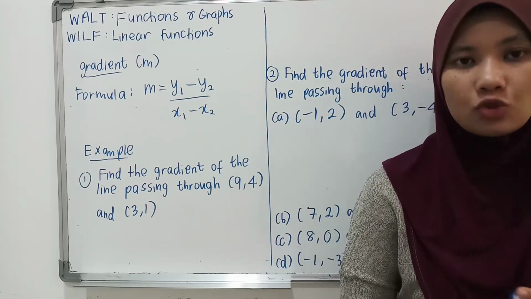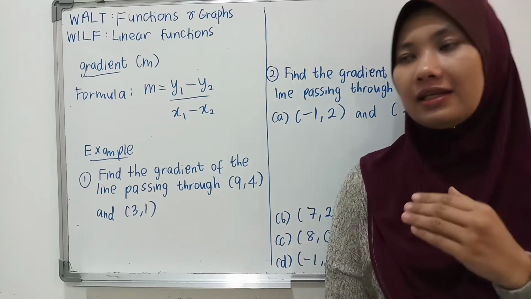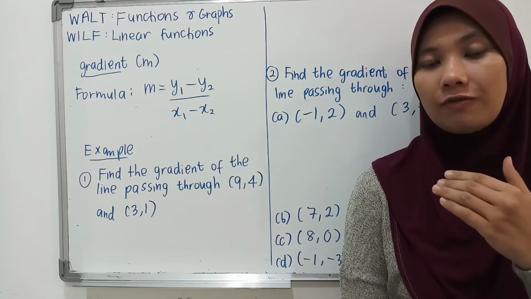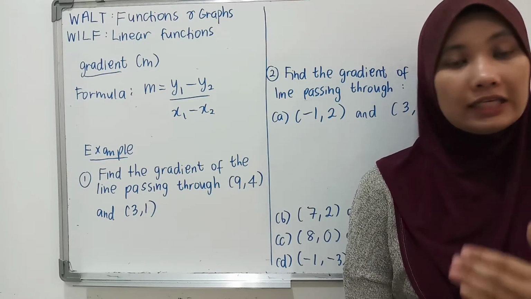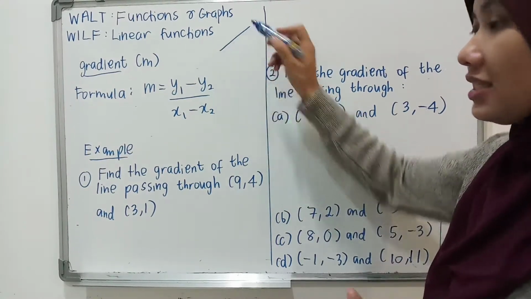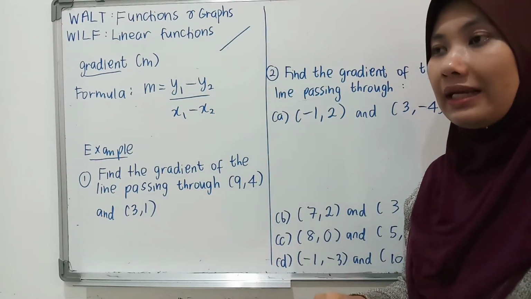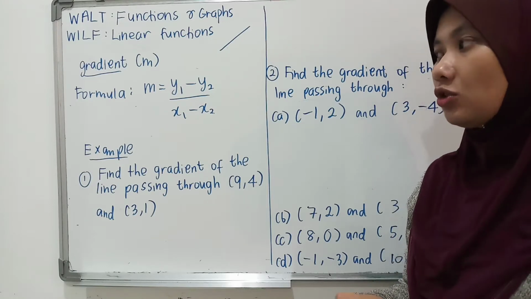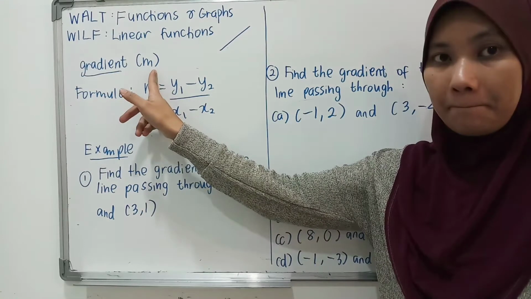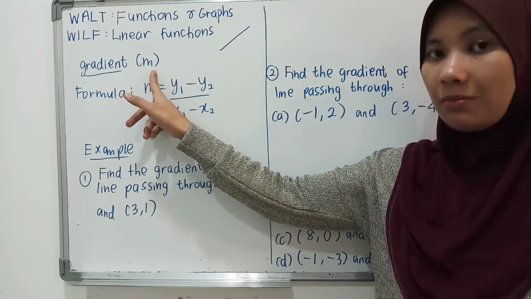So what is a gradient? Gradient is just the indication of your slope, indication of how steep your line is. A function is just a straight line, something like that. So we want to calculate how steep your line is. We denote gradient by the letter m.